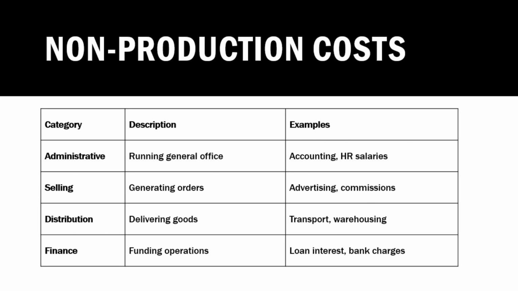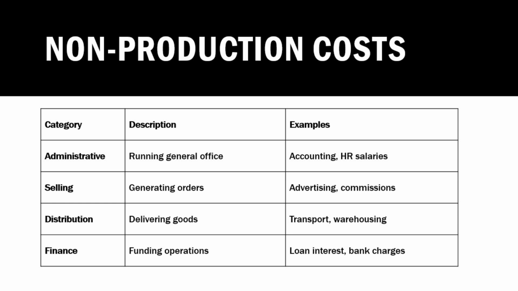Now we list the main types of non-production costs. Administrative costs. These are to run the organization in general. Example, accounting team salaries, HR salaries, office management. Selling costs. These are costs to get the order, to drive sales. Example, advertising, sales commission, marketing campaigns.